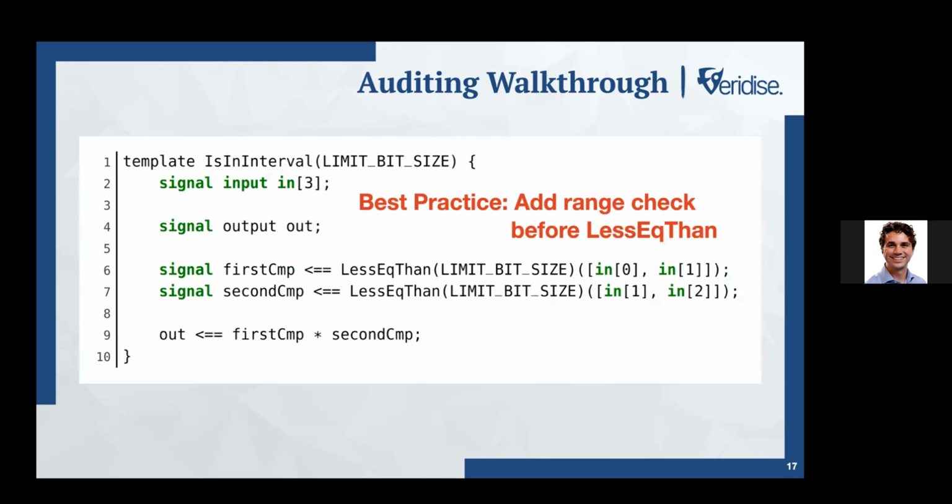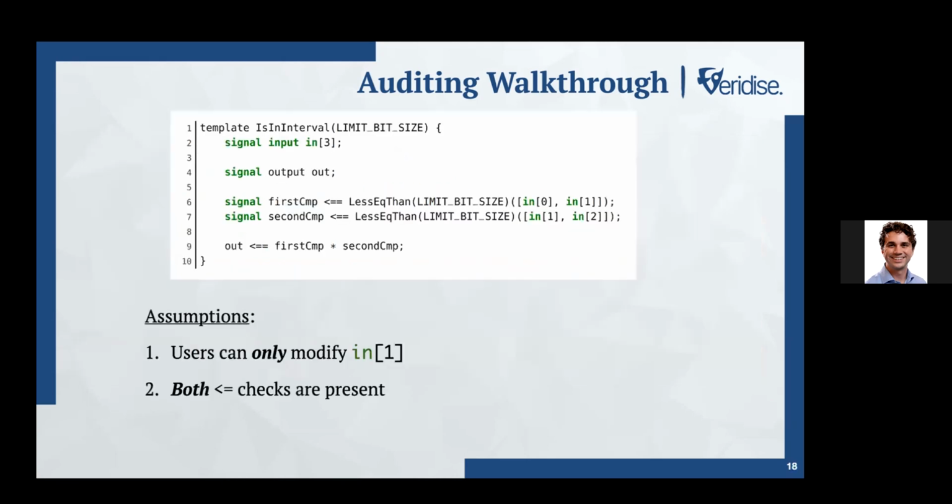So from an auditor perspective, what does this look like? Well, first thing, we see this as a potential issue. We flag it internally. And then we try to come up with a proof of concept. So we're writing down our assumptions. Users can only modify the middle input. And we also now are going to, rather than just looking at one less equal than at a time, look at both of them.